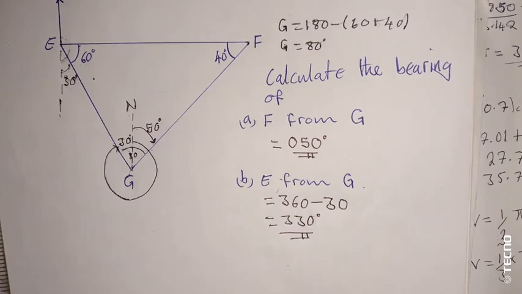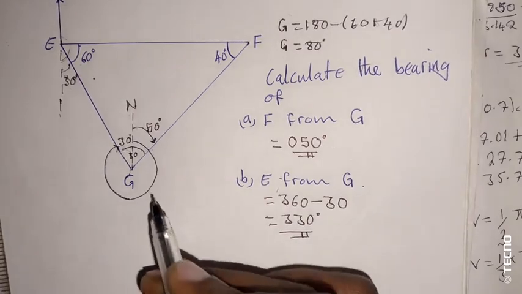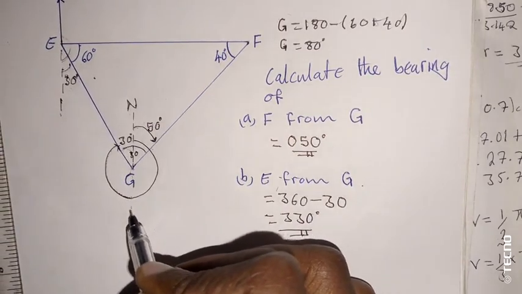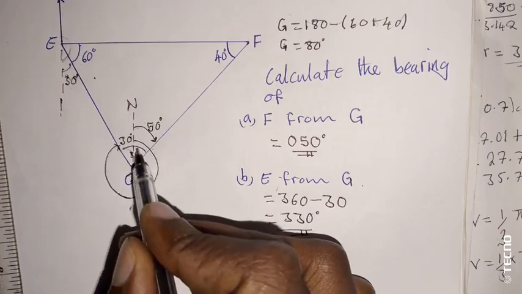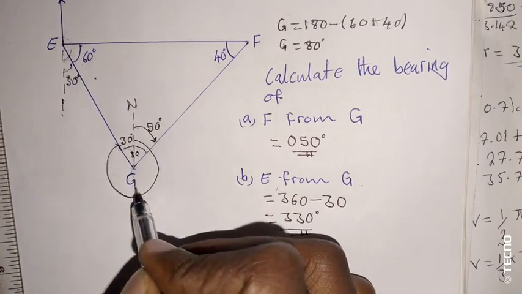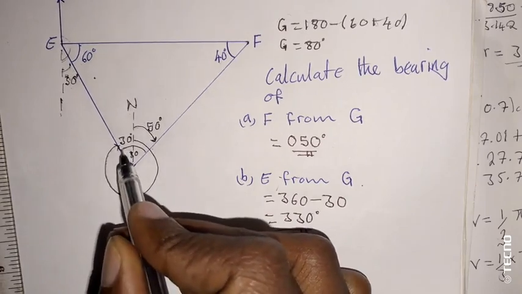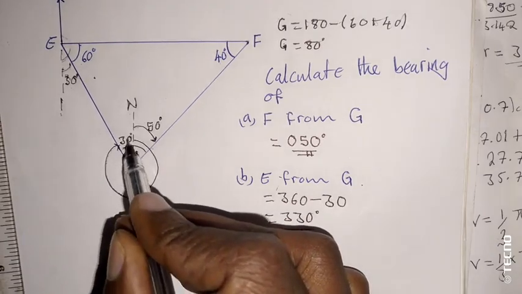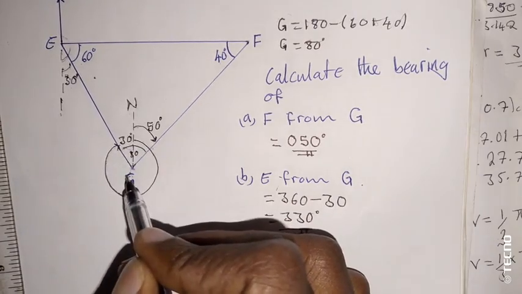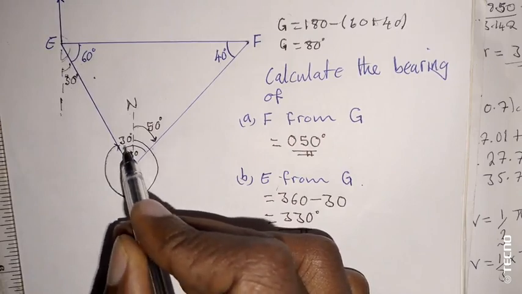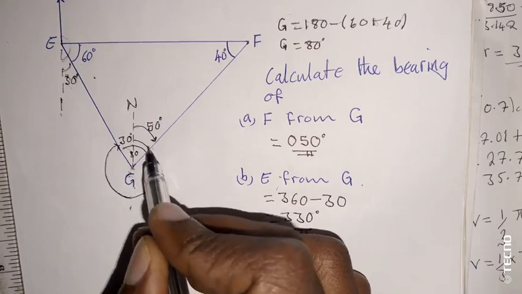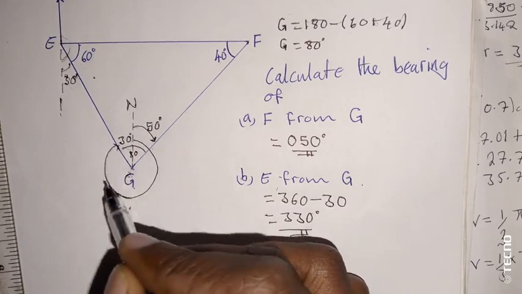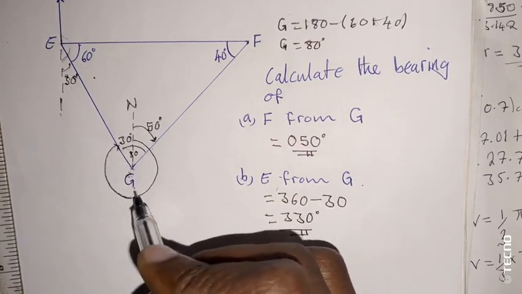Simple and straightforward. Or if you don't want to move like this, you can cut this line like this. Here you take this one to be 180. Even this side, from here to there, is 180. So from 180 you subtract 30, which means we're going to have 150, plus 180. What will be the answer? That is the bearing of E from G.